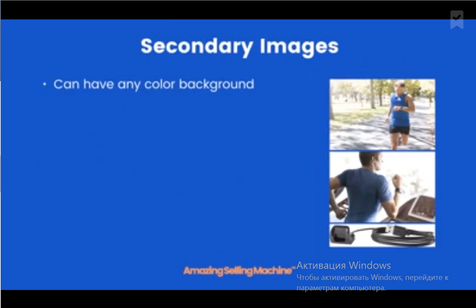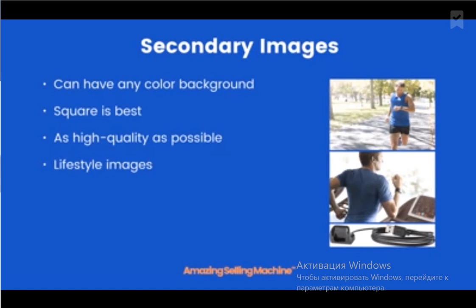Secondary images. They can have any color background. You can see the examples on the right. Again, square is best. And again, you want it as high quality as possible. Lifestyle images are really important and really effective. The first two images on the right are both lifestyle images. They contain the product being used in an everyday setting. And you can also have images of accessories or components.